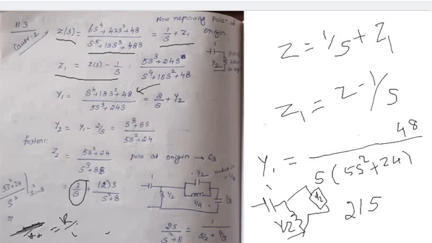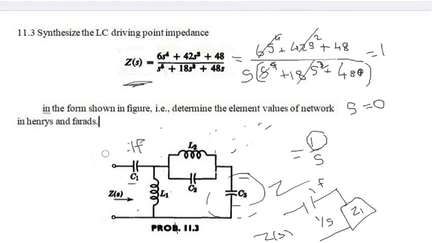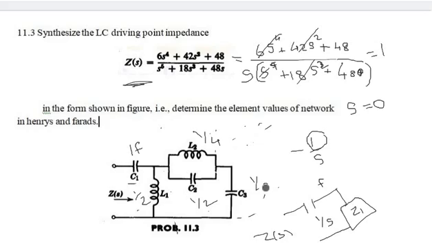Is it clear? I have put those values in the figure. This is of 1 farad. 1 farad. This is 1 by 2 Henry. 1 by 4 Henry, 1 by 2 Farad. This is 1 by 3. This is the solution of this problem. We have to find out the elemental values of L1, C1, L2, C2 and C3. Okay, is it clear?